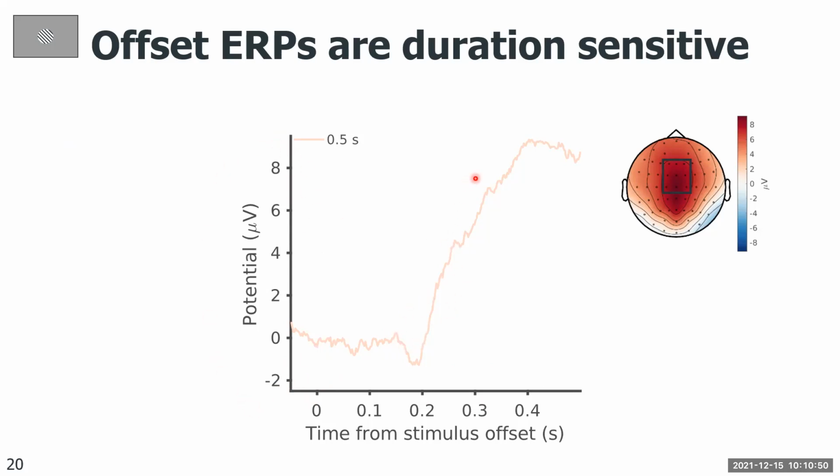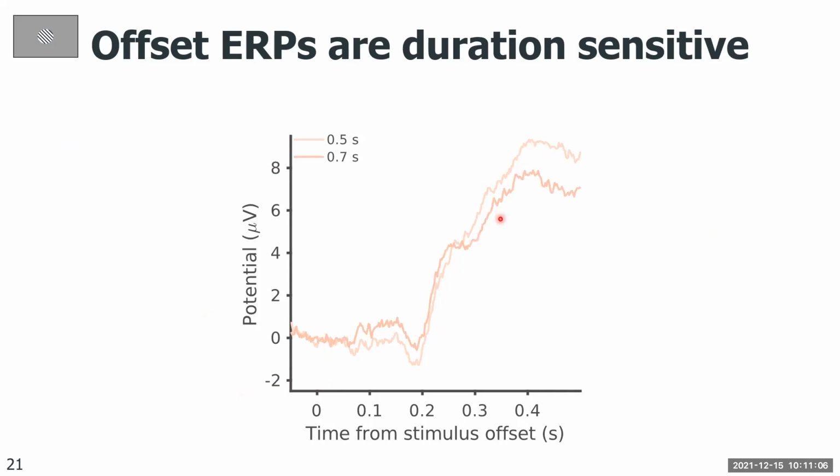And we see a strong positive potential following the offset of the stimulus, for which we also have the topography of potential across the skull, which is centered in the center of the head with a frontal bias. Now let's add another stimulus to the mix, the second shortest stimulus in the block, which was 0.7 seconds long. And we basically see the same ERP pattern, but we have a smaller positive potential.